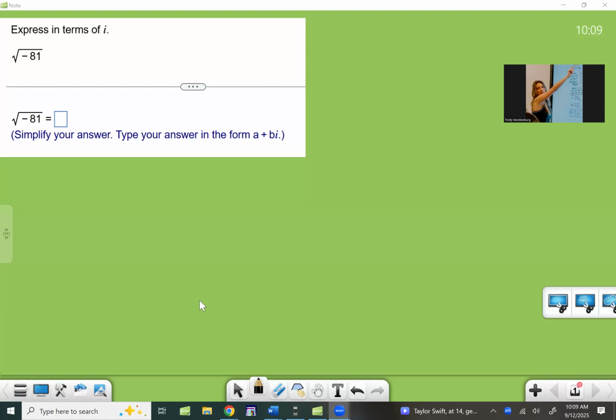Okay, so on number 1 here, it says express in terms of i. So the very first thing we want to do whenever we see a negative underneath the radical is pull out an i and make it positive underneath the radical. Remember, we cannot square root negatives, and so we have to do this, okay? All right, and the square root of 81, well, 9 times 9 is 81. So this is going to be 9i.